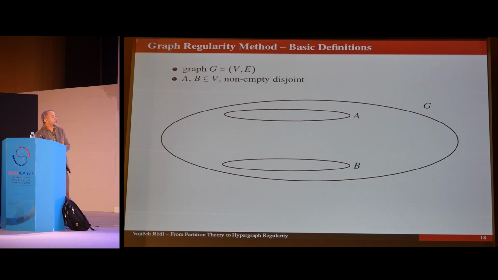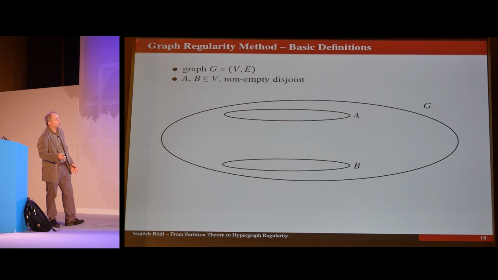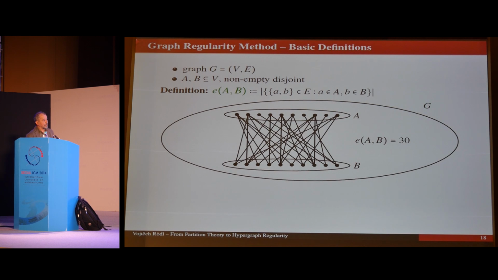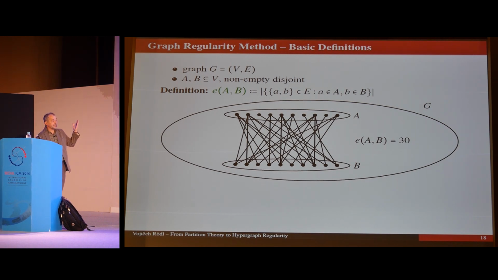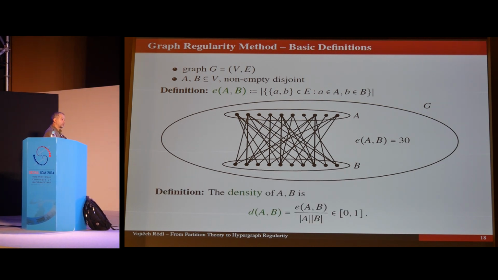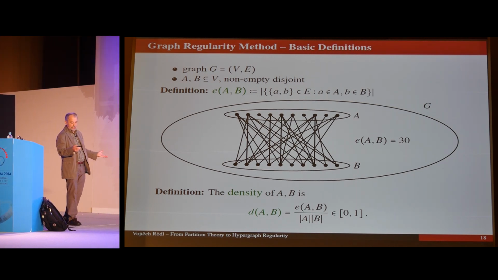So now I owe you what it means to be uniformly distributed. For a graph, if we have two non-empty disjoint sets, A and B, first we will define the density. For that, we will first say that e(A,B) will be the number of edges with one endpoint in A and the other in B. Here it's 30, and A and B have each 10 vertices. And then we define the density of the pair (A,B) as the ratio e(A,B) divided by |A| times |B|. So in this case, it will be 0.3.